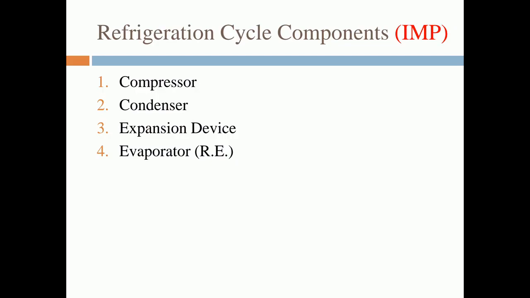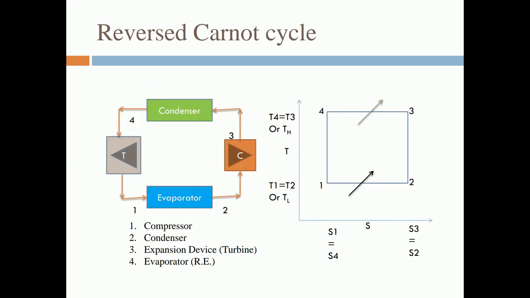Another is known as a condenser, third one is the expansion device, and the fourth one is the evaporator. Now the basic cycle we will discuss first is known as the reverse Carnot cycle. We already discussed this reverse Carnot cycle in the thermodynamics subject, but in refrigeration, to start the main cycle, we need to understand the reverse Carnot cycle once again.